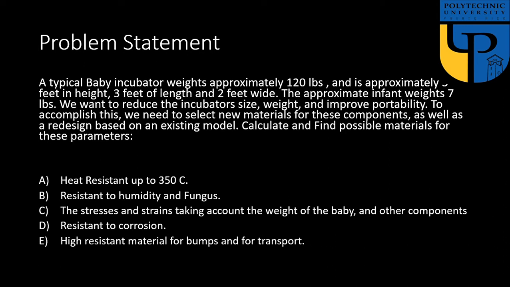To accomplish this, we have to calculate and find possible materials that can comply with these parameters, which state as such. Heat resistant up to 350 Celsius. Basically, the chassis should be heat resistant up to that temperature. The whole system should be resistant to humidity and fungus. We also have to calculate the stresses and strains, taking into account the weight of the baby and other components. The metal components should be resistant to corrosion, that's very important. And finally, the whole thing should be a material that is highly resistant, light, but built for transport and for a lot of movement. That is very important for us.